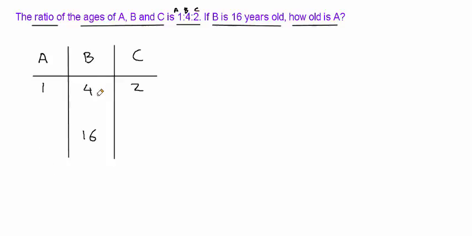The idea is the same. Figure out 4 times what is going to give you 16. Obviously 4 times 4 is 16. Multiply this number with 4. And 1 times 4 is 4. So A is 4 years old.